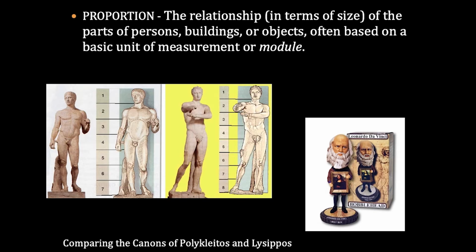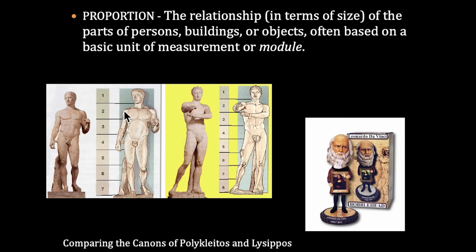When we talk about proportion, this is the relationship of the parts of persons, buildings, or objects, which is often based on a unit of measurement or a module. Within the classical world especially, you have these systems of proportion, right? The golden ratio, the Fibonacci sequence. This is how they dictated how the human form should appear and how they were able to, quote unquote, perfect the depiction of naturalistic form.